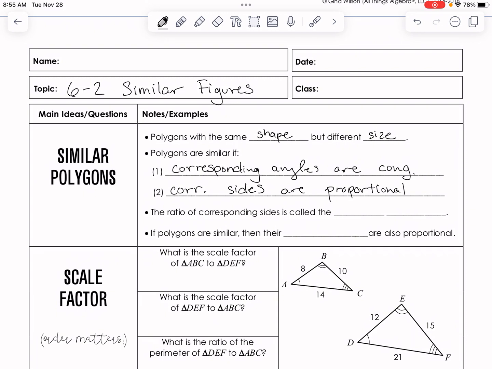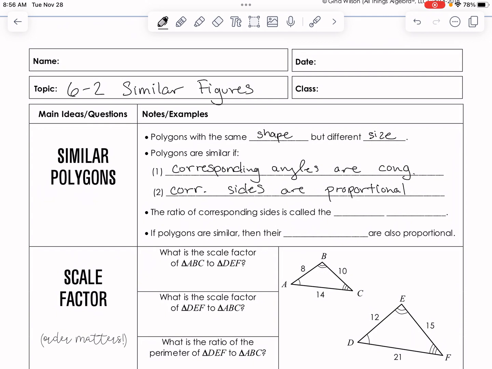When you think of similar, I think of Ant-Man, how Ant-Man can change different sizes. Ant-Man is still the same person. It's the same shape but different size.